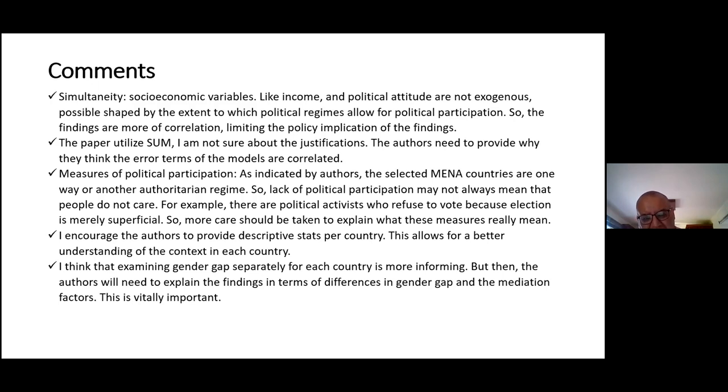The paper also utilizes the SUR model, but I'm not sure about the justifications. I mean, they need to provide enough rationale as to why the error terms of the models are correlated.